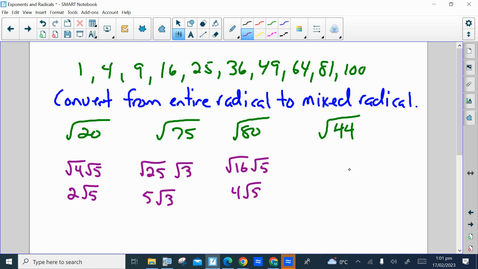Root 44. 44 can be divided by 4. It'd be root 4, root 11. And the square root of 4 is 2. Again, the radical sign has done its job, so it's gone. You're just taking the square root of 4, and it is 2. Not root 2, but 2.